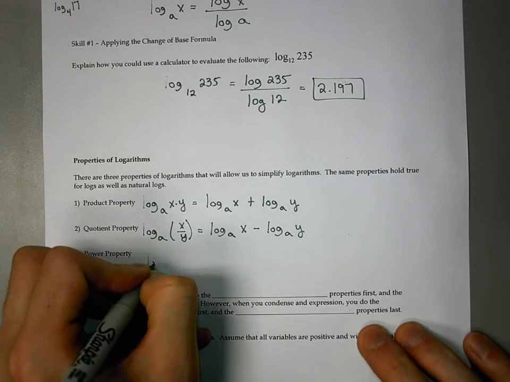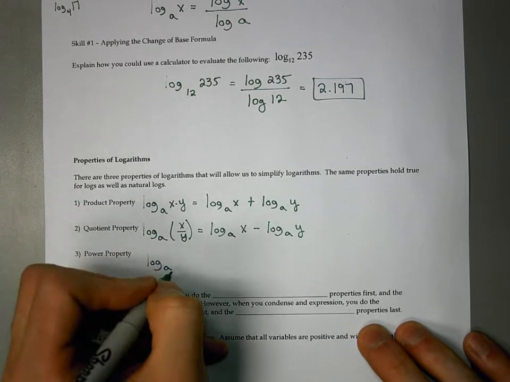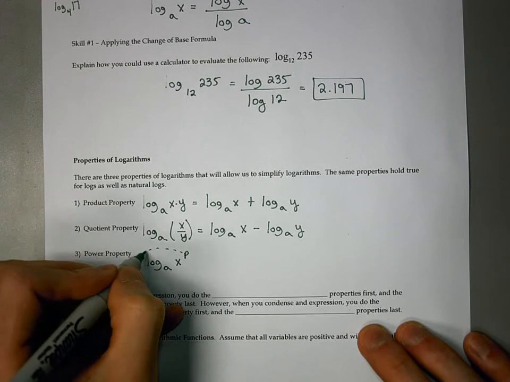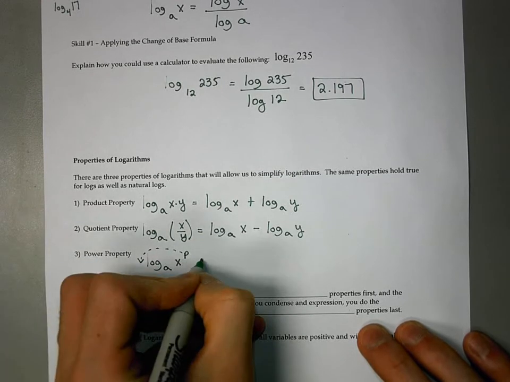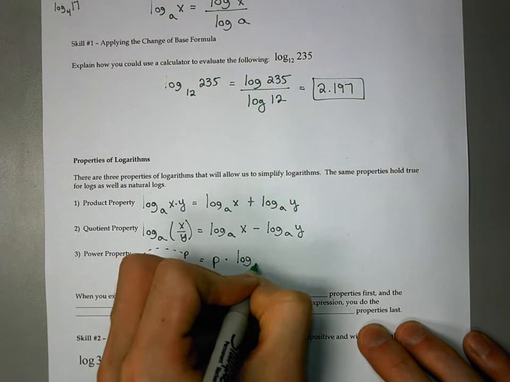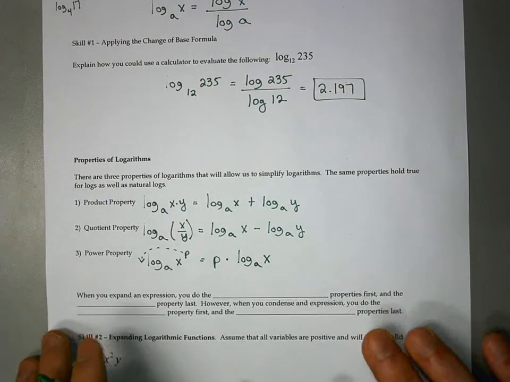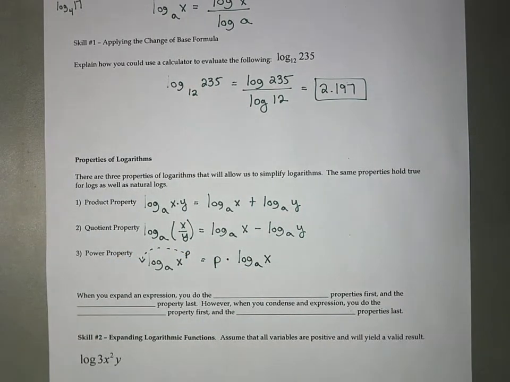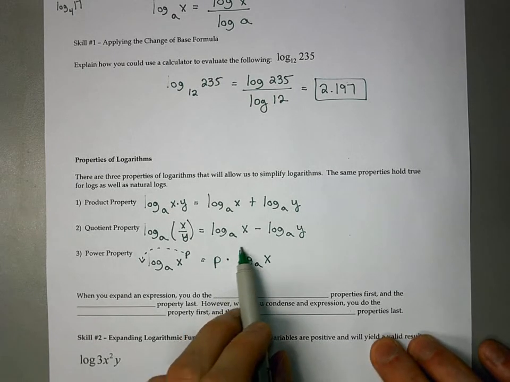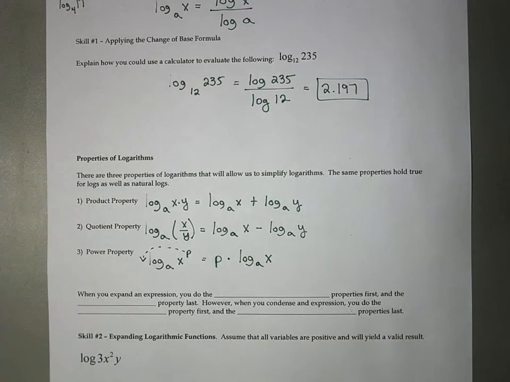The last piece is the power property. Log base a of x raised to a power, I can roll the power out in front of the log and rewrite that as the power times log base a of x. Also, if I've got a quantity being multiplied out in front, I can pull that back as a power.